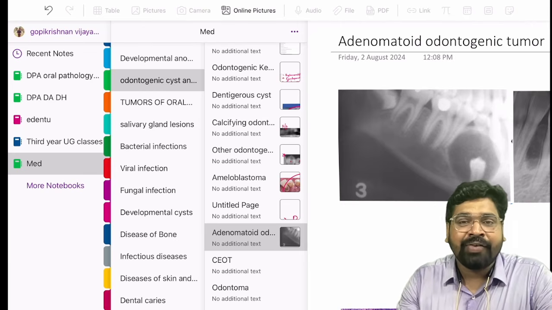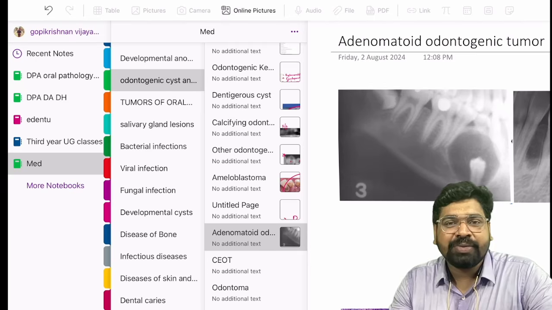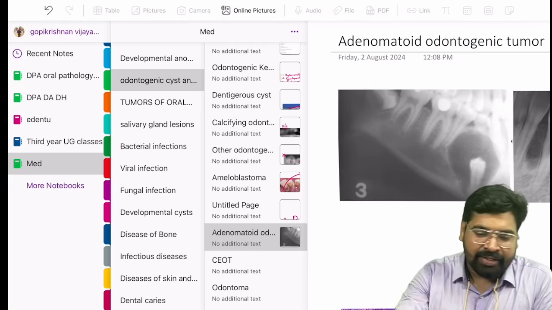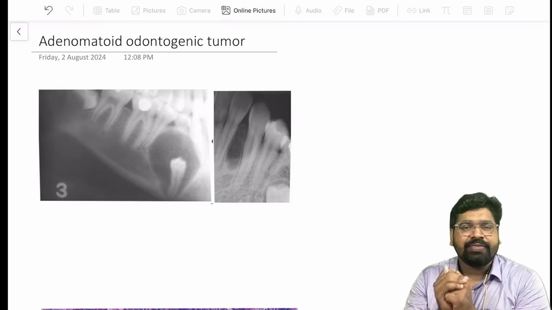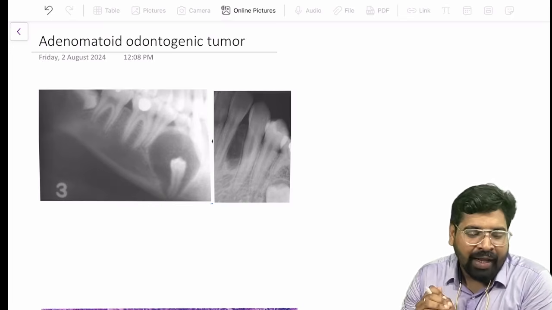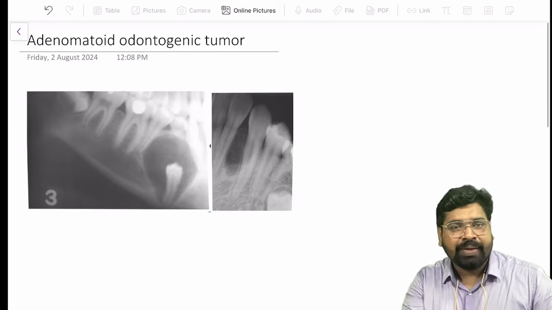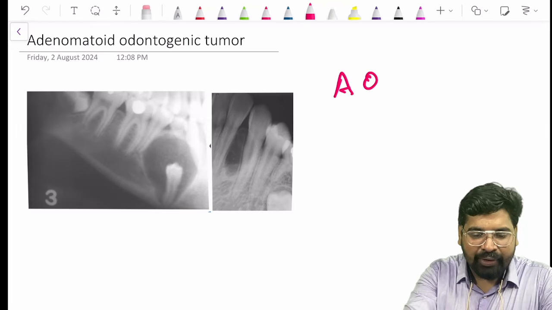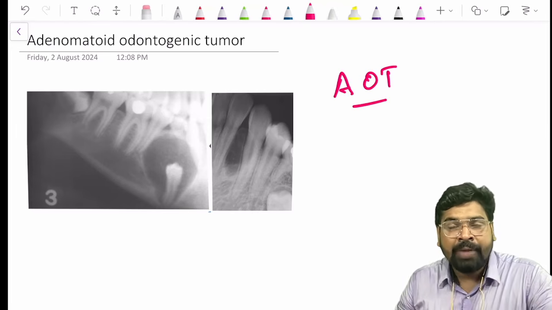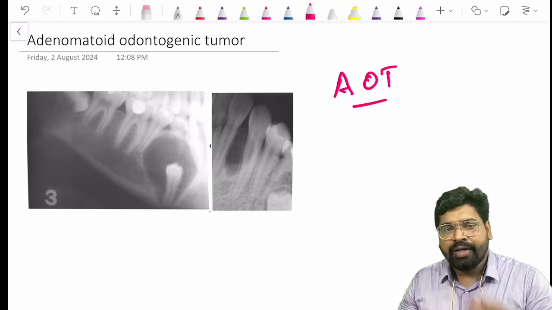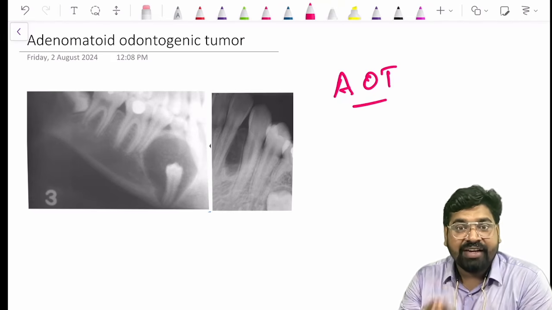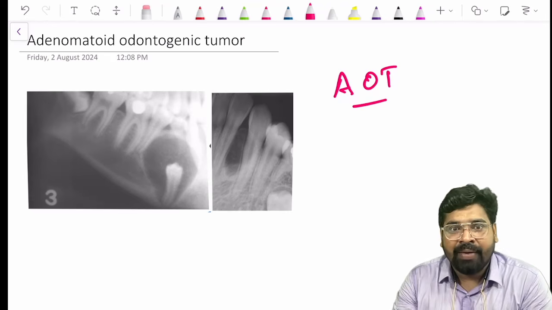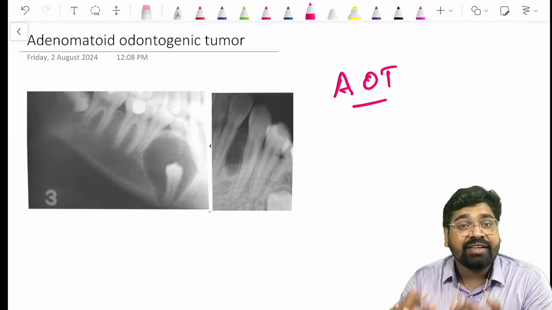Okay, so we are dealing with odontogenic tumors now. We have seen various odontogenic tumors, and in this video we will discuss AOT, adenomatoid odontogenic tumor. This is a very simple tumor. What you have to learn in AOT is that it has a very interesting and particular histological appearance.